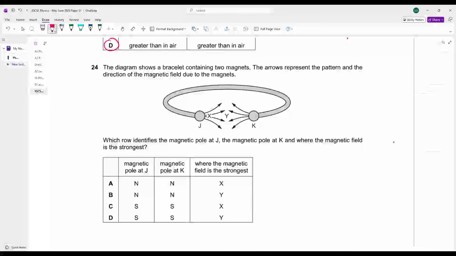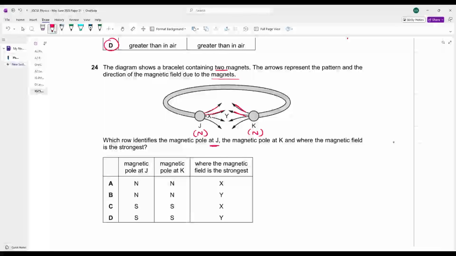Okay, the diagram shows a bracelet containing two magnets. Okay, the arrow represents the pattern and the direction of the magnetic field due to the magnets. Which row identifies the magnetic pole at capital J? ये capital J पे कौन सा magnetic pole होगा? North. Which row identifies the magnetic pole at K? North pole. क्यों दोनों जगह पे north pole होगा? Because दोनों से बेटा magnetic field lines emit हो रही हैं. Both these poles are emitting magnetic field lines.